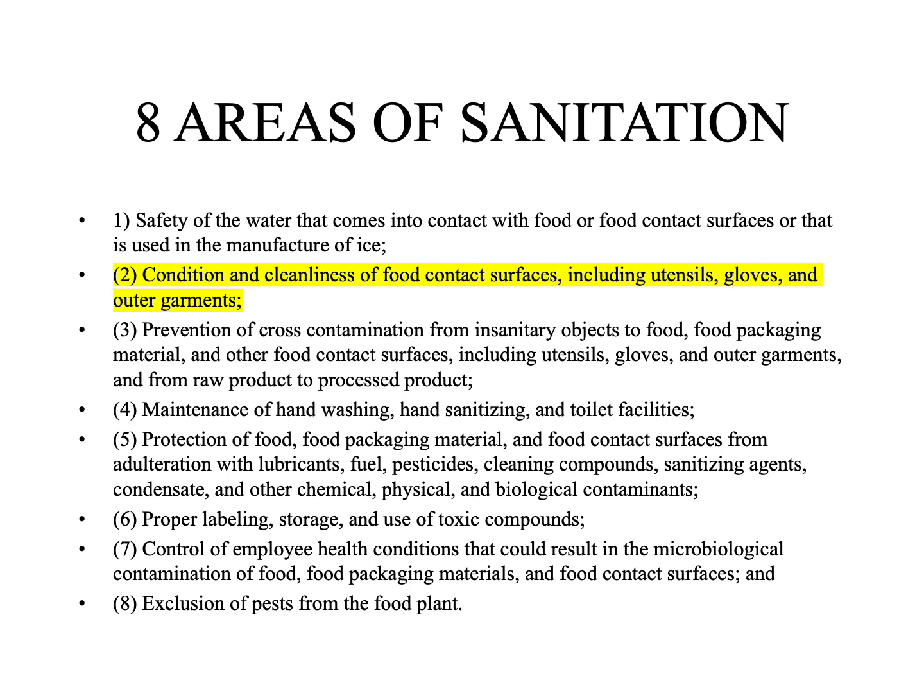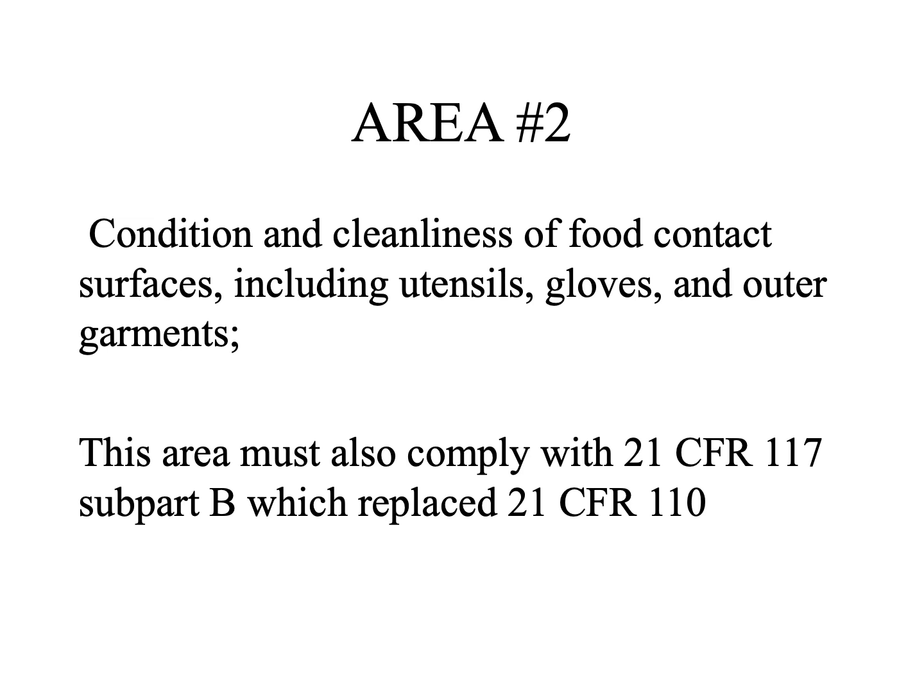So, this class specifically is going to take a look at the condition and cleanliness of food contact surfaces, which again includes utensils, gloves, outer garments, etc. But you also have to be mindful of the other 7. Take a look at my other training sessions to look at those. So again, area number 2, condition and cleanliness of food contact surfaces, including utensils, gloves, and outer garments. This area must comply with 21 CFR 117 Subpart B, which replaced 21 CFR 110.